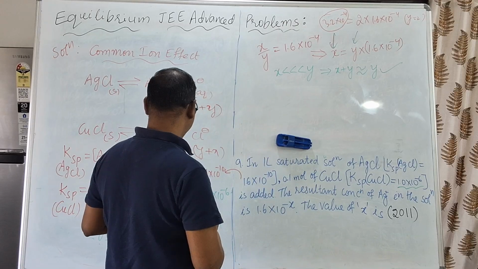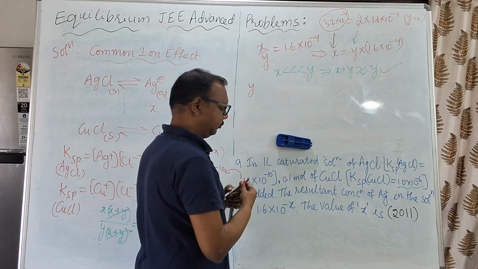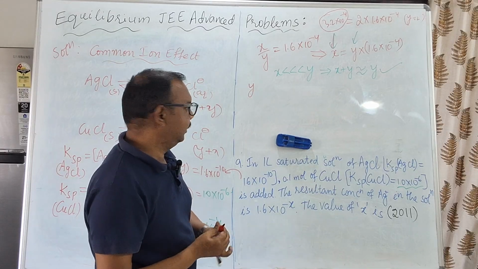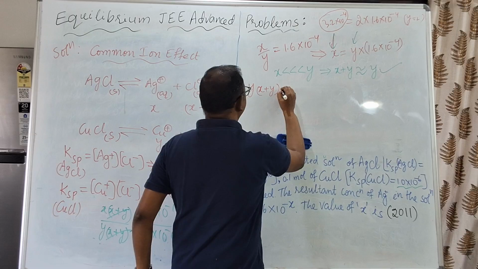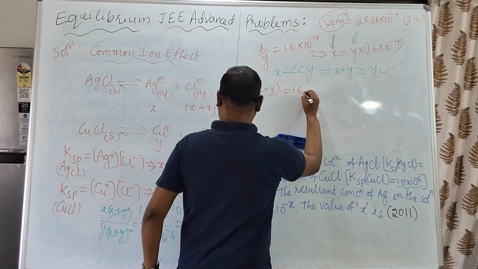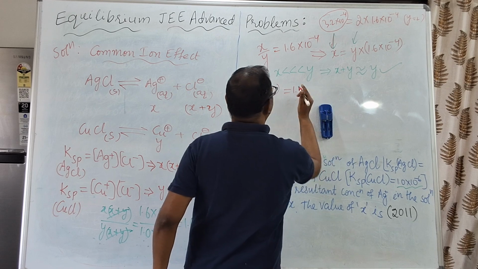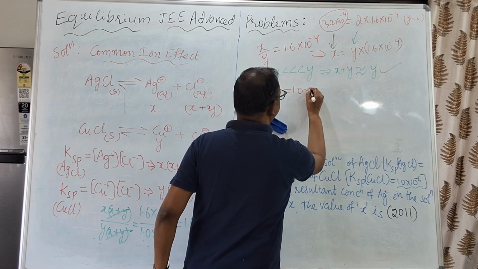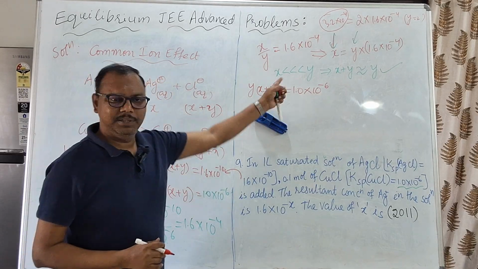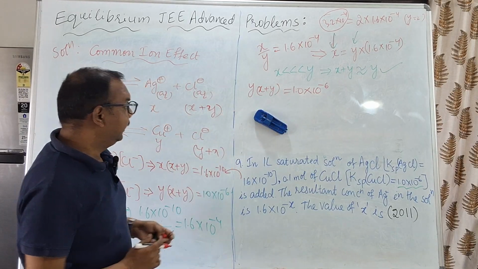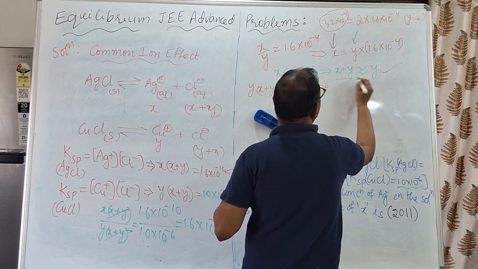We know that from CuCl, I am writing that equation again. y into (x plus y) is equal to 1.6 into 10 power minus 6. 1.0 means nothing but 1, no need to worry about. It becomes, since x plus y equals y, right?